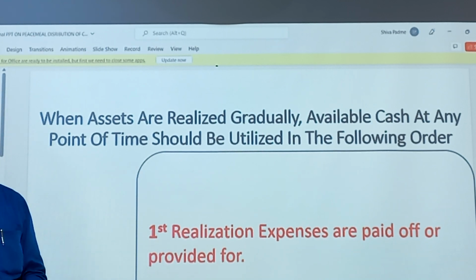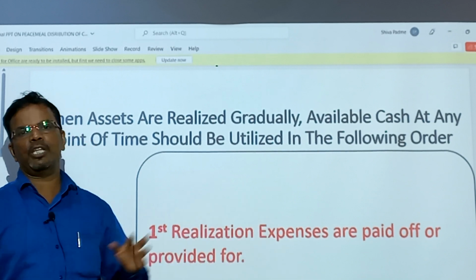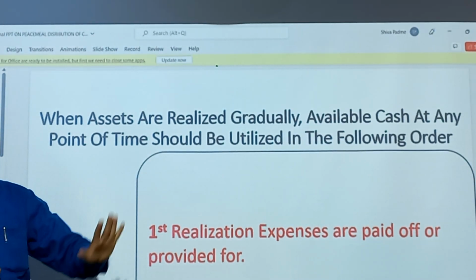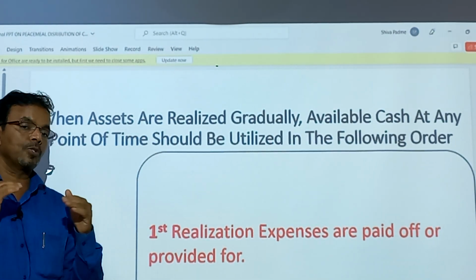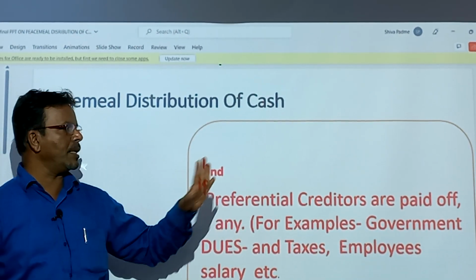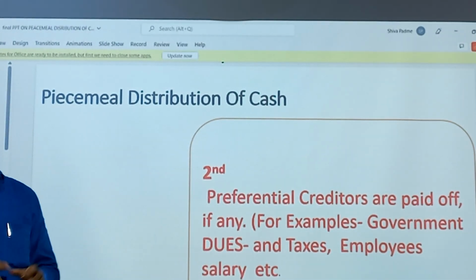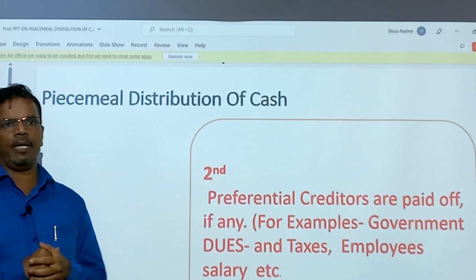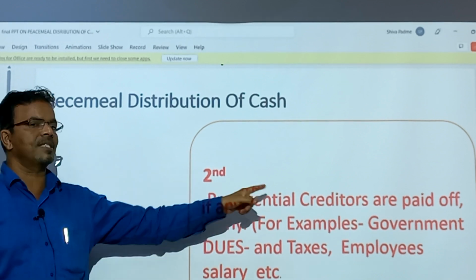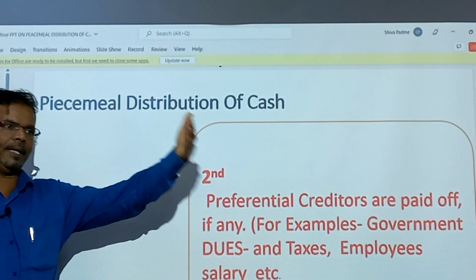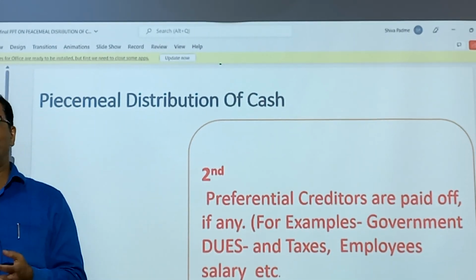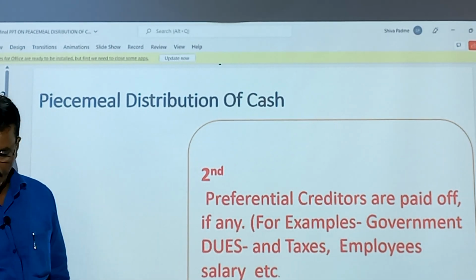So first, we have to settle realization expenses. Realization expenses are always paid first. This is always given in the adjustment. This much amount we have to spend for the realization expenses. Second, the preferential creditors are paid off. Now in this case, government dues are known as preferential creditors. Government tax is known as a preferential creditor. Employees' salary is known as a preferential creditor. They should be paid first. After paying realization expenses, second we have to pay government dues, employees' salary, and any taxes of the government. Come to the third point.